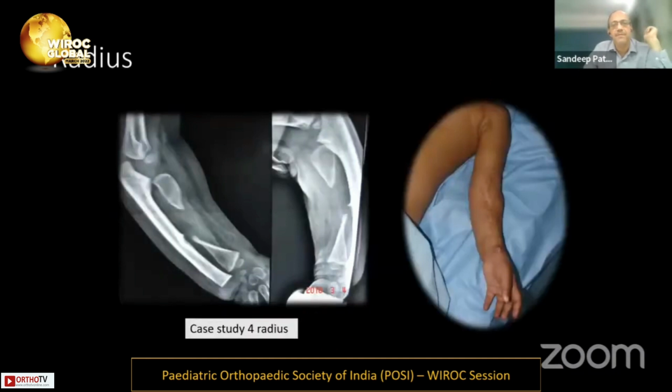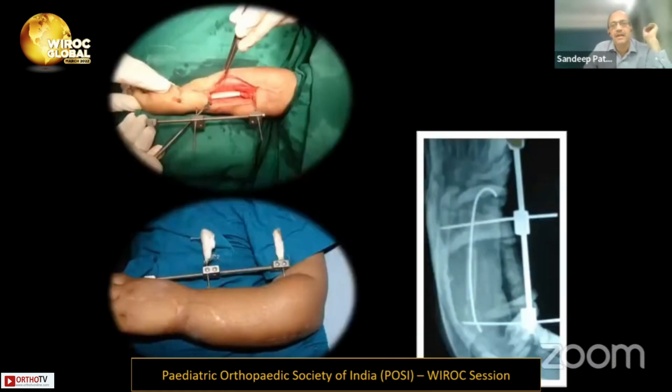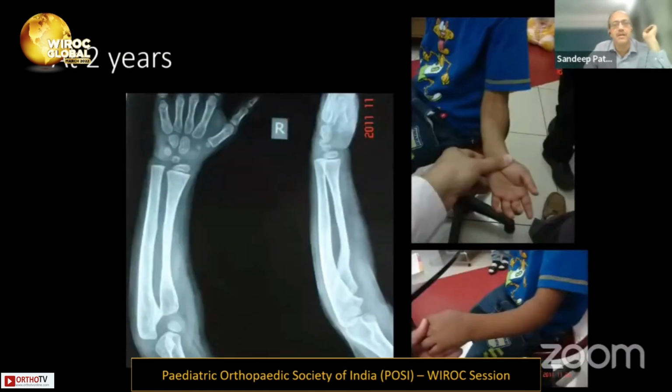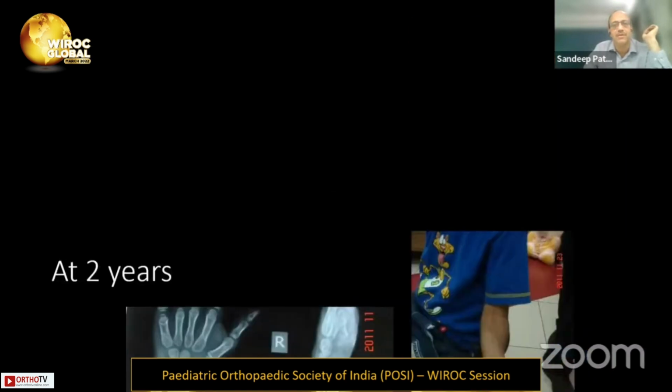Radius, again, a gap, use a distractor, get the length back, and then put a fibular strut with an intramedullary rod. And that is over a period of time how it regenerated, and that's a 2-year follow-up with excellent function.